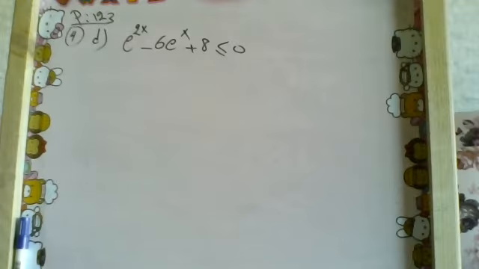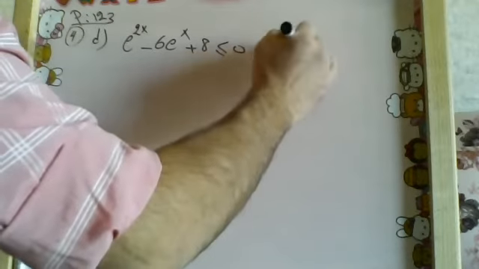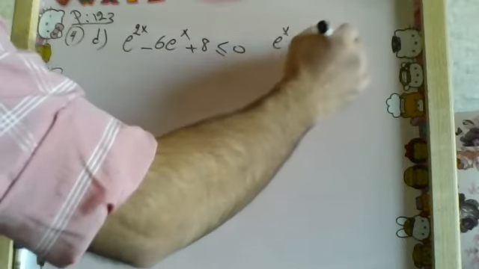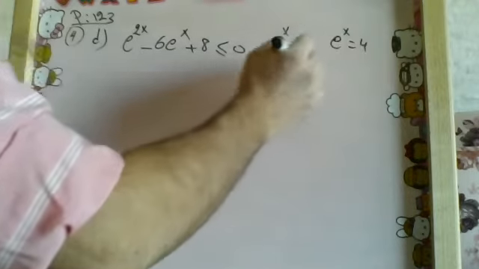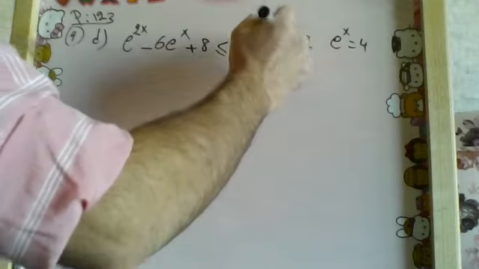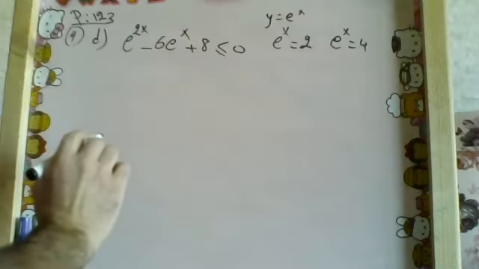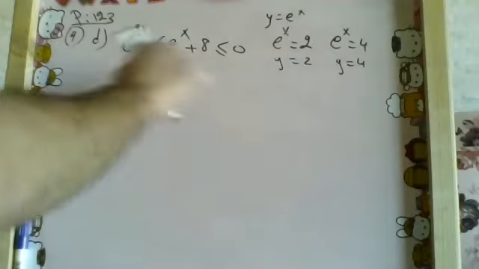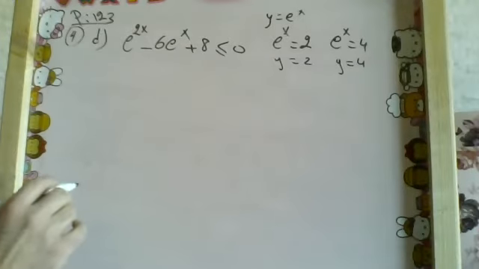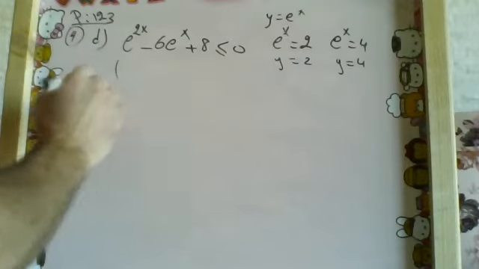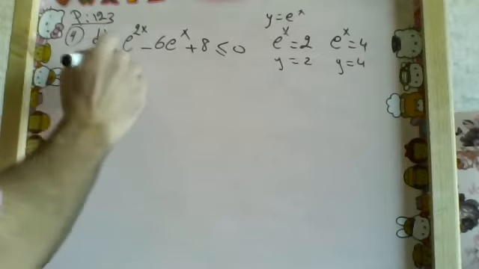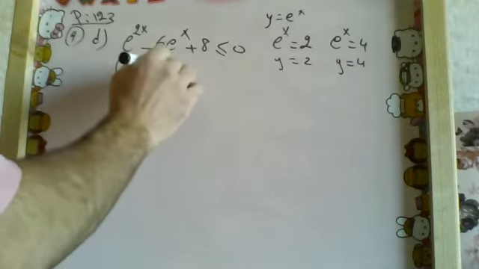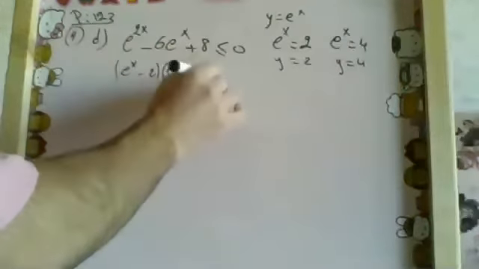If you are going to factorize here, the roots will be e power x. To save some time, you can use the calculator to solve. e power x is equal to 2 or e power x is equal to 4. If you put y equal to e power x, y is equal to 2 or y is equal to 4. If you factorize as we did in the previous one, you write e power x minus 2 into e power x minus 4 is less than or equal to 0.